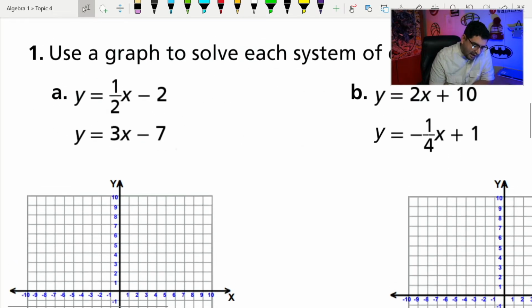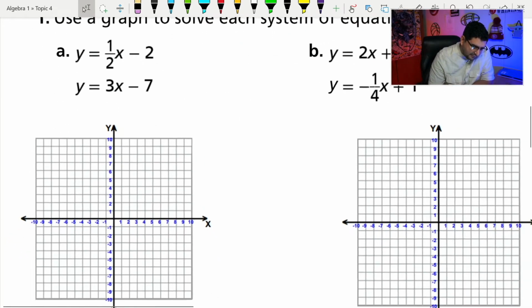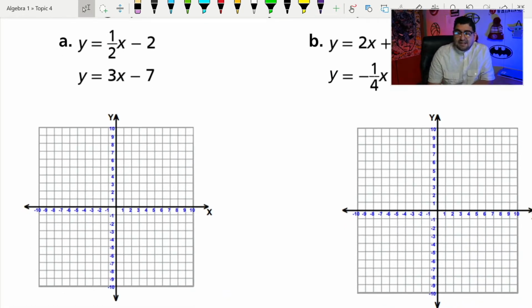So we're going to use these graphs that are underneath them. Like I mentioned, the first one I'm looking at is A. Now these are written in slope-intercept form, so I'm going to graph them. If you don't know how to do that, you might want to check out that video. It's also on this channel: how to graph an equation in slope-intercept form. But hopefully you're already familiar with this and know how to do this.